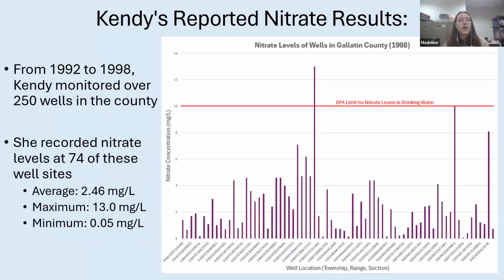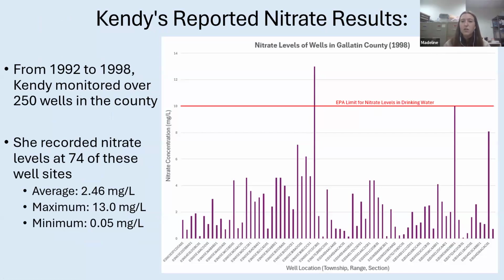In her report, from 1992 to 1998, she surveyed over 250 wells around the county. At 74 of these sites, she measured nitrate levels, where she found an average of 2.46 milligrams per liter of nitrate in the wells, with a maximum of 13.0 milligrams per liter and a minimum of 0.05 milligrams per liter.